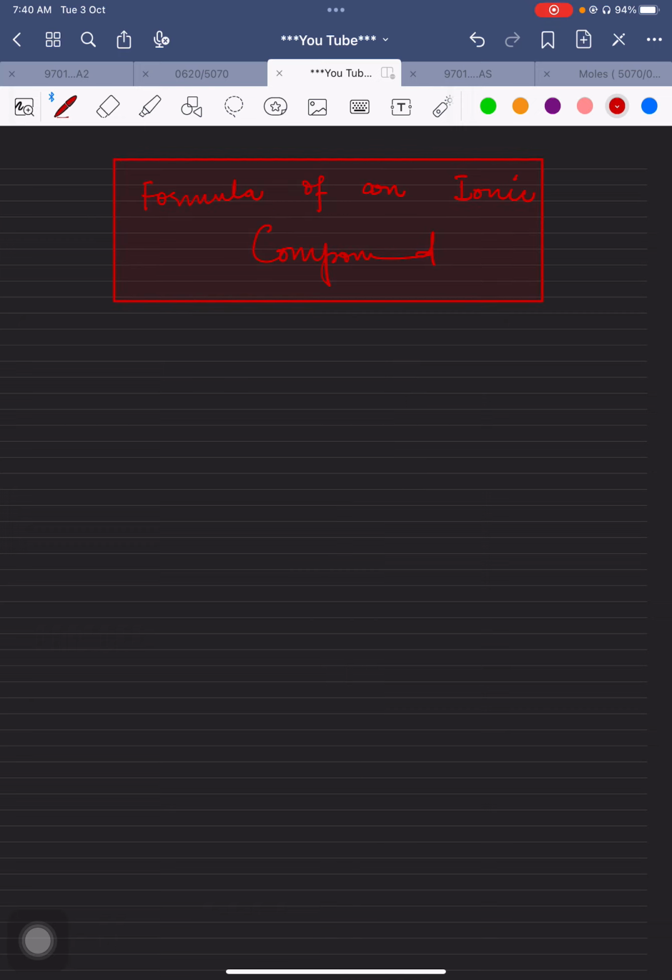All right. Now, whenever we are talking about the formula of an ionic compound, a student should know that the formula should tell about the composition of that compound. A formula tells which type of positively charged ions and which type of negatively charged ions are combining with each other. So, for example, in the case of sodium chloride, how do we make the formula?